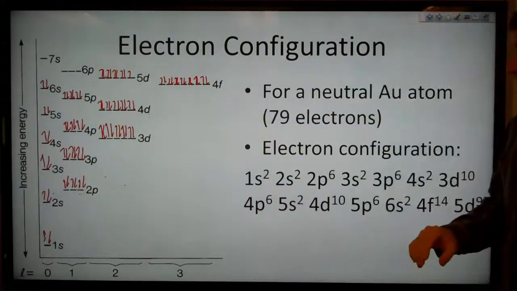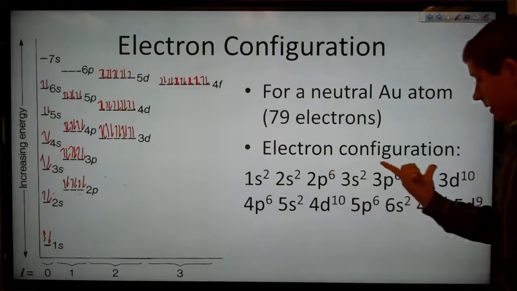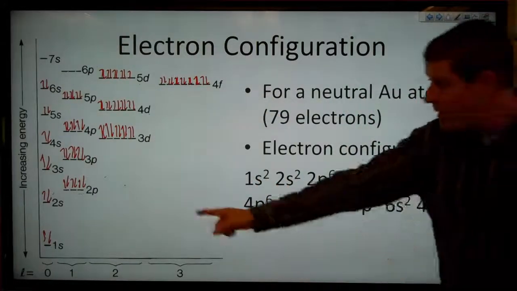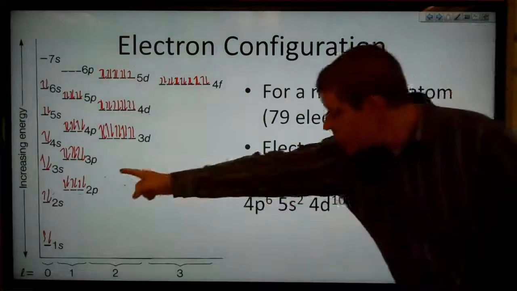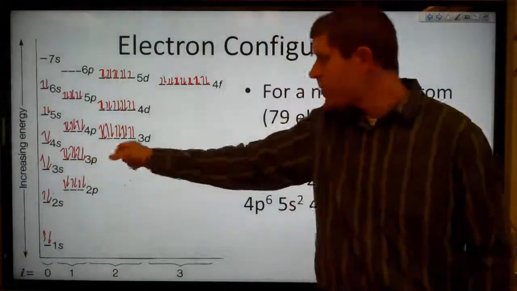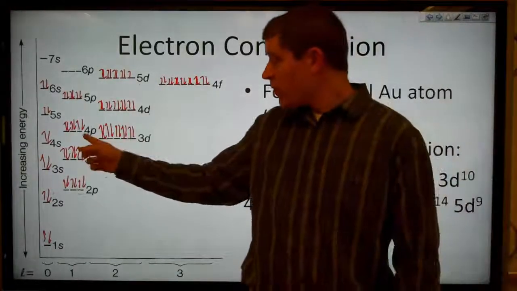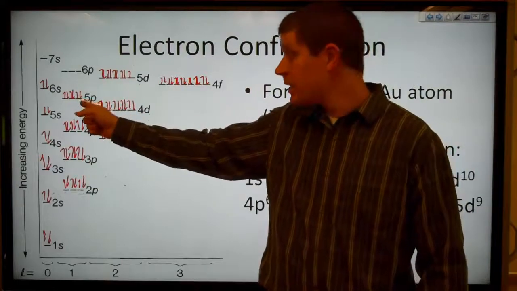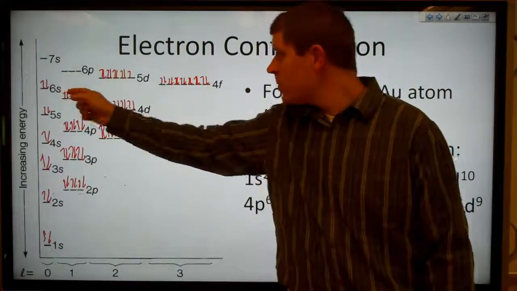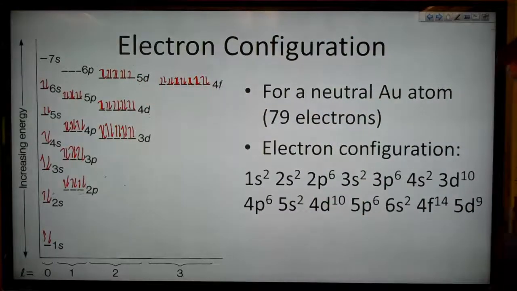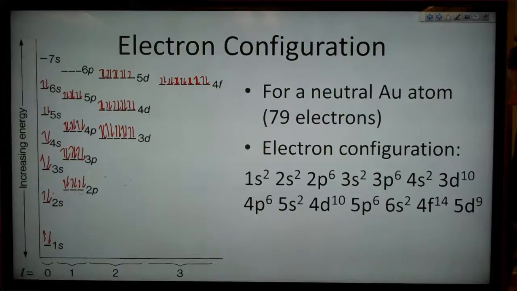And now let's list out the electron configuration. We have 1s2, 2s2, 2p6, 3s2, 3p6, 4s2, 3d10, 4p6, 5s2, 4d10, 5p6, 6s2, 4f14, 5d9. So let's make sure that that's what I have written there, and it is.